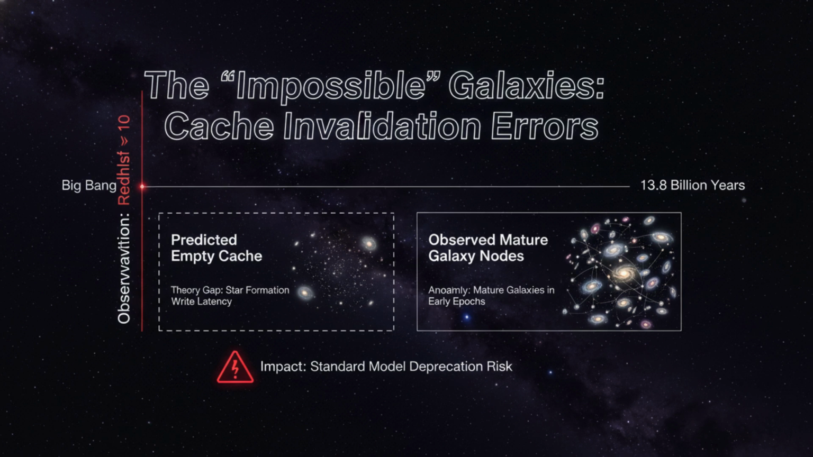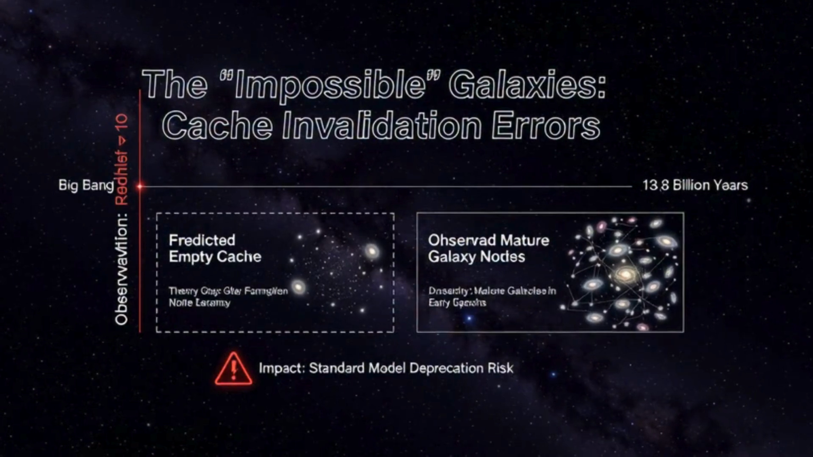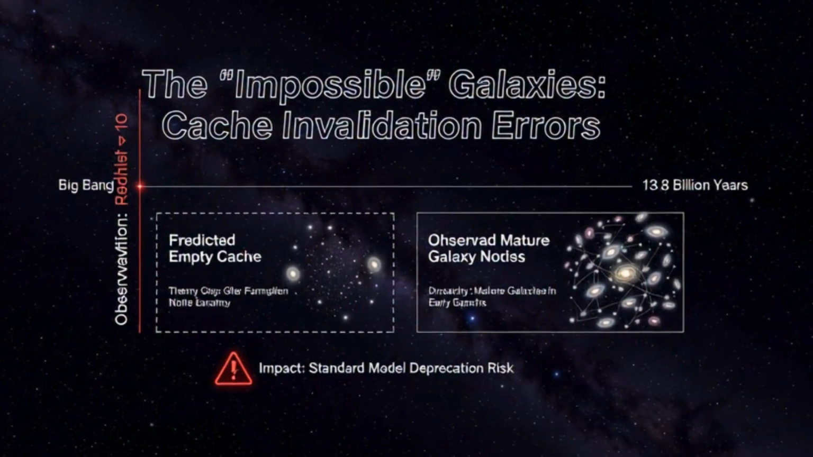This suggests a cache invalidation error in our theories of star formation. These impossible galaxies are too large and too mature for their timestamp. We are seeing legacy data in what should be a greenfield environment. This discovery forces us to rethink the right latency of gravity and how quickly matter can cluster into complex systems in the early stages of the universe.